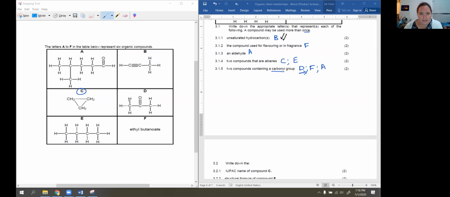2 compounds that are alkanes, that is butane, and this, does anyone know what we call this? I'll give you a hint. It's got 3 carbons, and whenever we join them all together, we call it cyclo, whatever the name is. So this over here, any guesses from anyone? Okay, don't panic. It's called cyclopropane, which is correct. And cyclopropane is actually a very unstable substance because you learned about bond angles in grade 11.